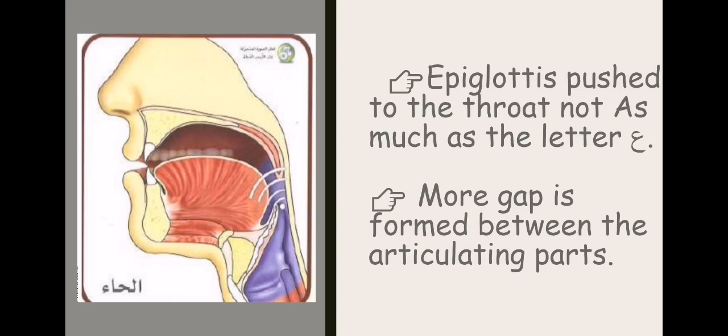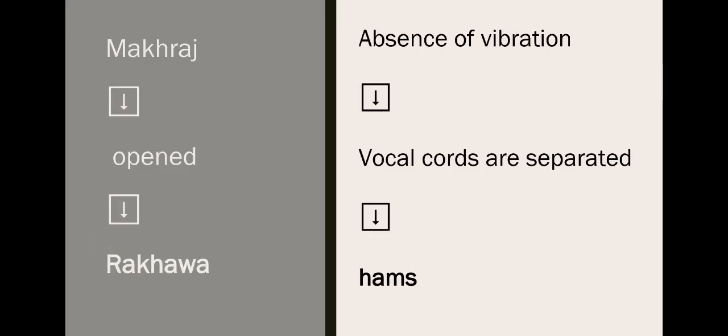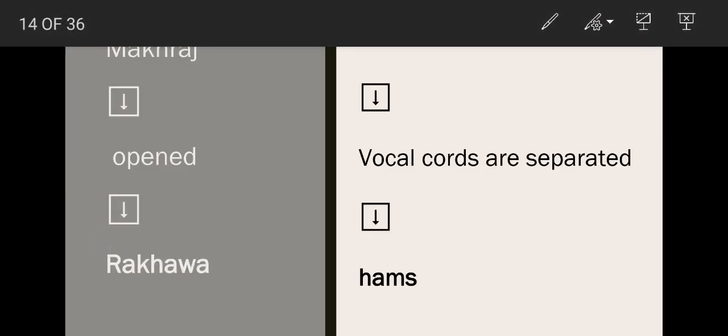This is the sound of the letter ha. What did I do? For the ha, I pushed the epiglottis without much effort, not as much as for the ain. Ha, ah, ha. Understood? The epiglottis is pushed to the throat, not as much as the letter ain. More gap is formed between the articulating parts. Understood? Okay.